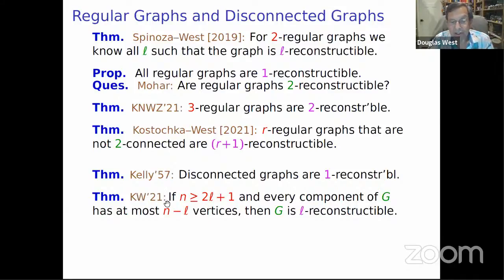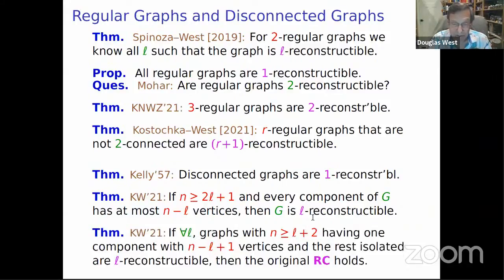Kostochka and I showed that with the threshold 2L plus one again, if every component of G has at most N minus L vertices, so before, disconnected meant at most N minus one vertices, right? So this is generalizing that. If every component has at most N minus L vertices, then G will be L reconstructible. Okay. I will show you how to do that.